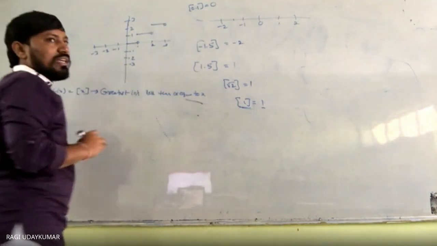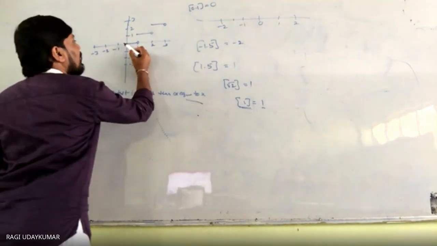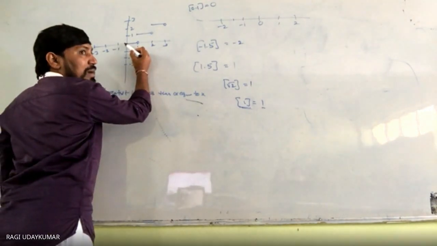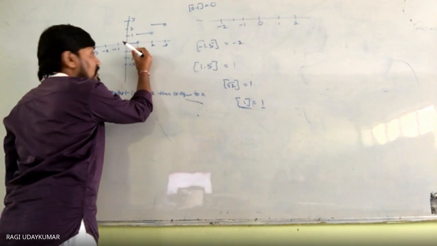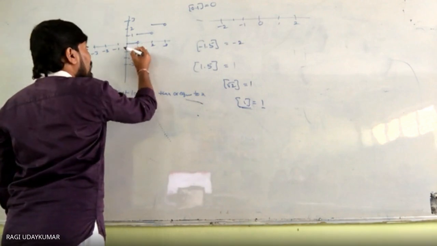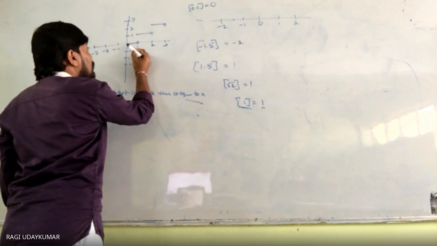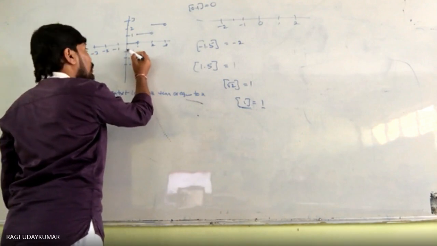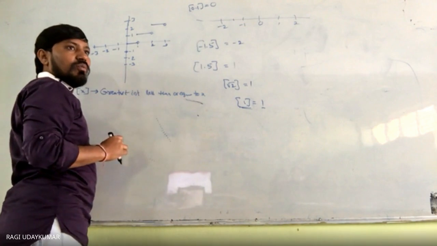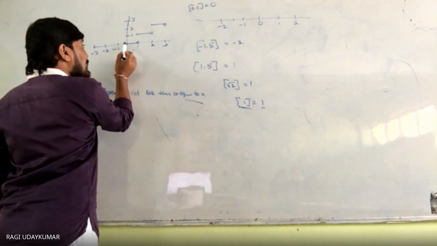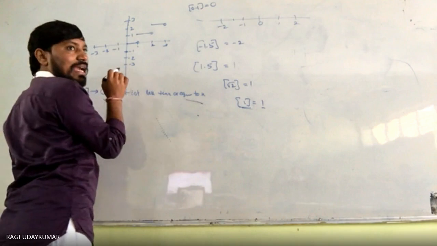Negative values, whenever you take them: minus 0.1 will have the value minus 1. So whenever you take minus 0.1, you get minus 1. Whenever you take 0, you get 0 here. So this is not equal to minus 1. But any value less than this that you take, minus 1 will come.